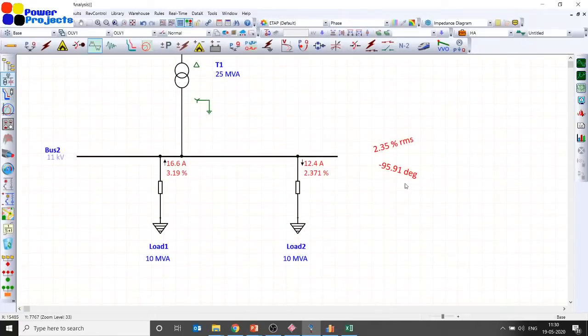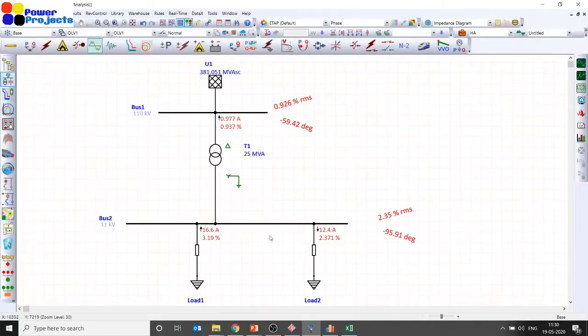So this is a quick comparison: I have added a non-linear load, I have added a linear load, and I have shown some differences, etc., right?